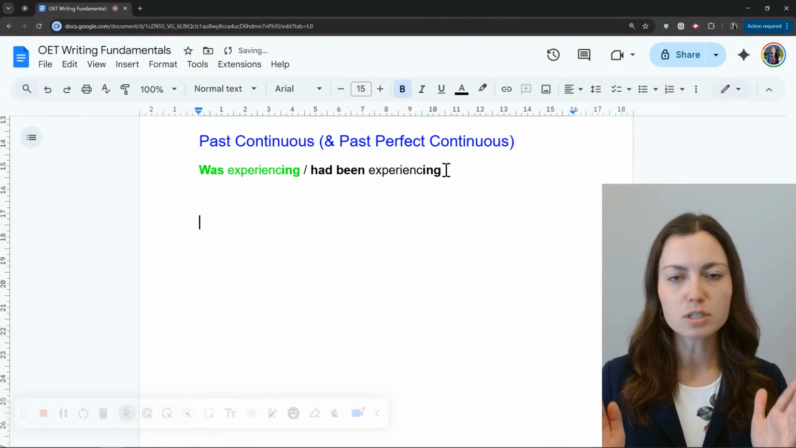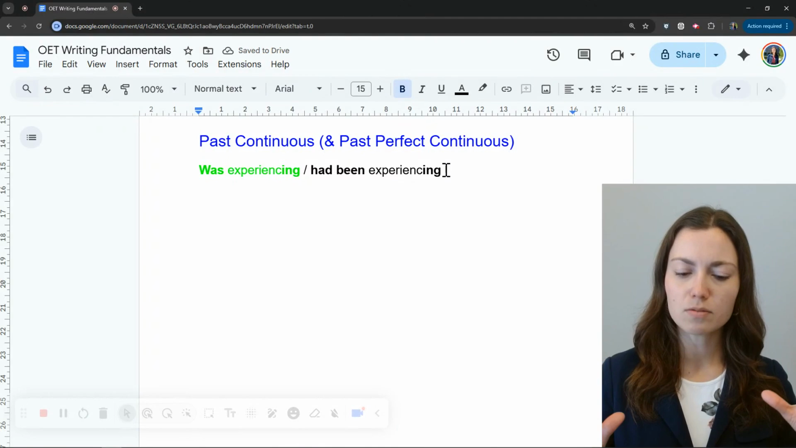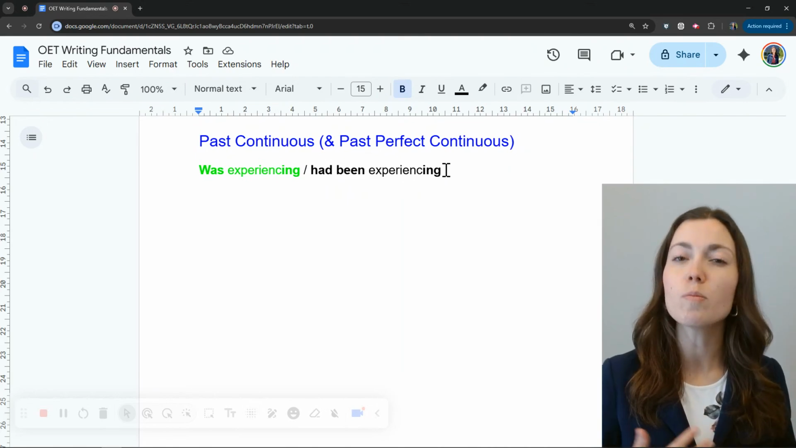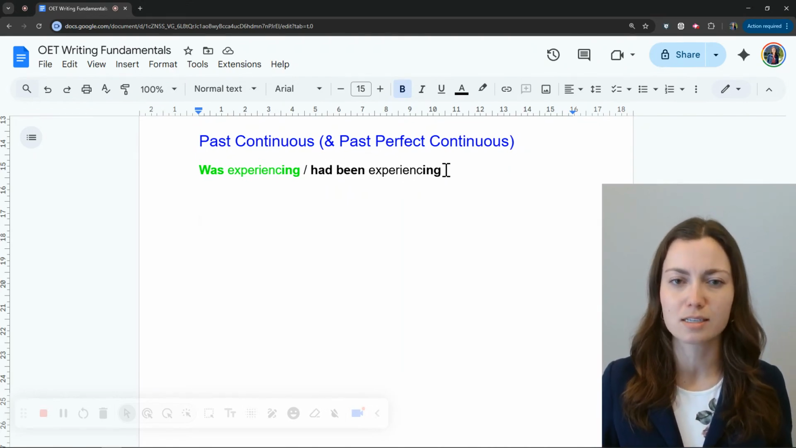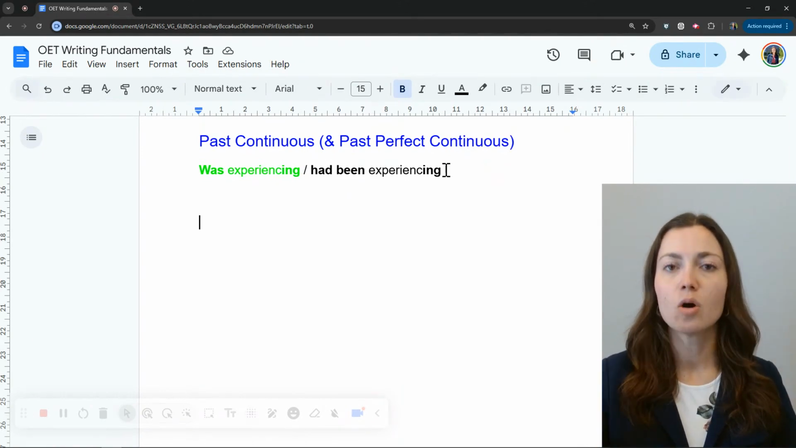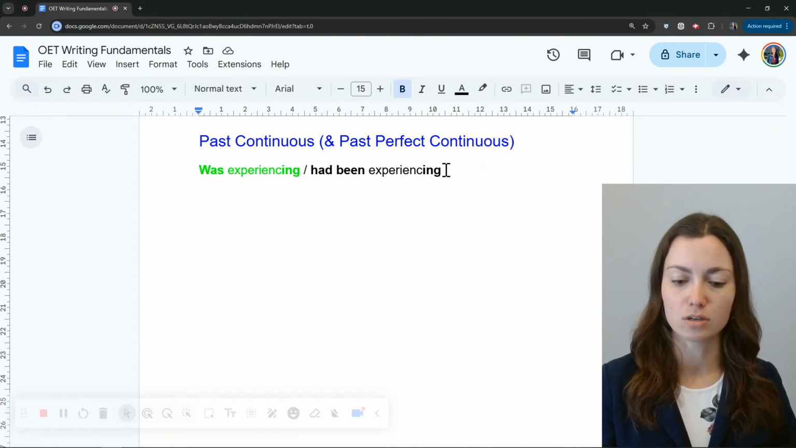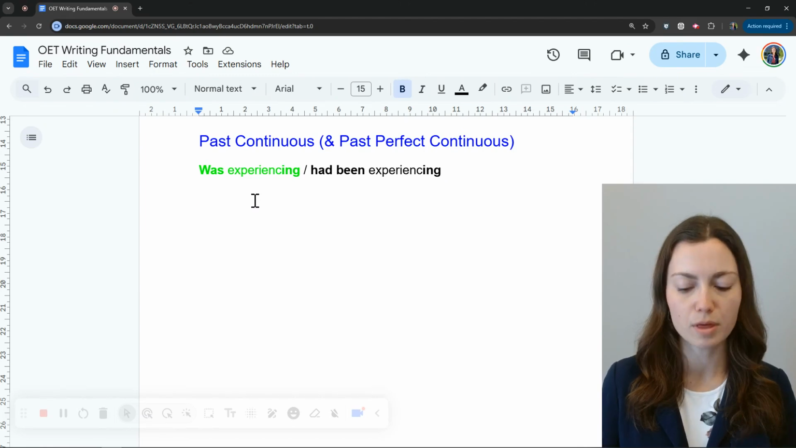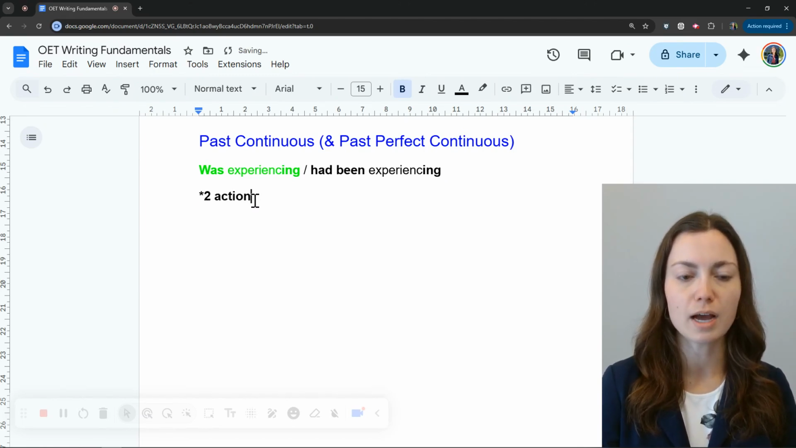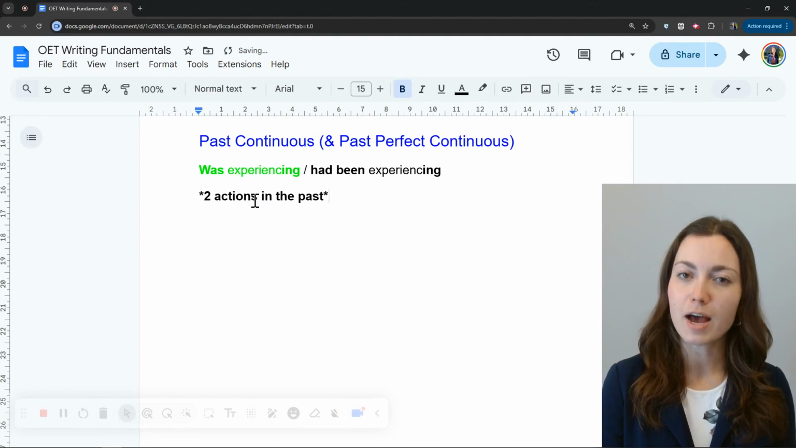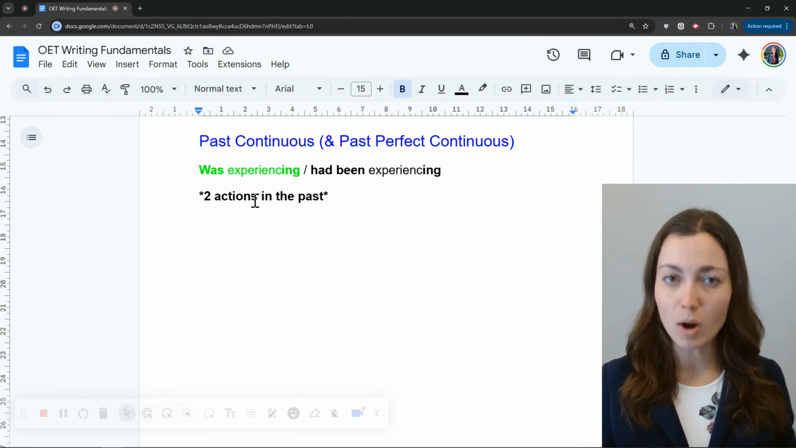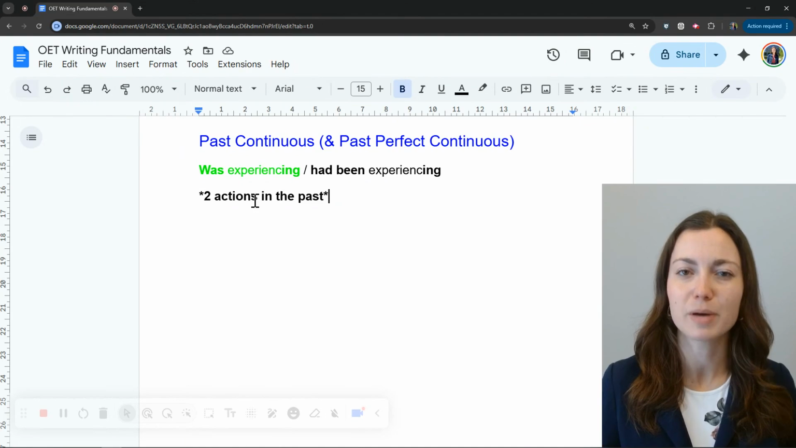Well, in order to use this tense, you need to think of this tense as an action that was happening in the past, almost like the background or the context. What was happening when another event occurred? So let's give you a few examples of this. And there's always going to be two things going on. So two actions in the past. That's why it's not that common in the OET, is because often we just have one action in the past and then we use the past simple.